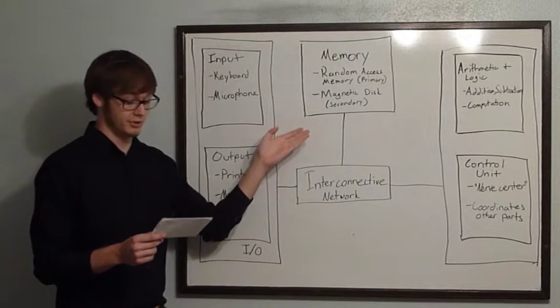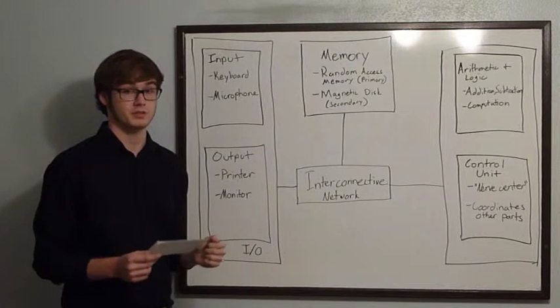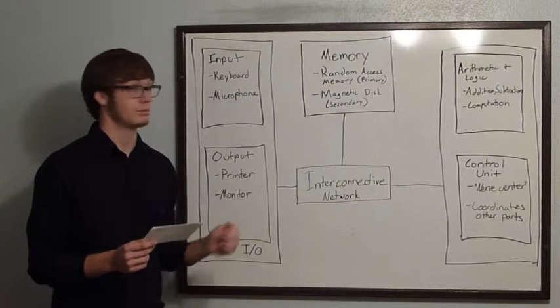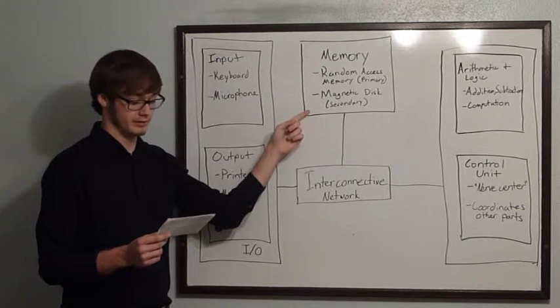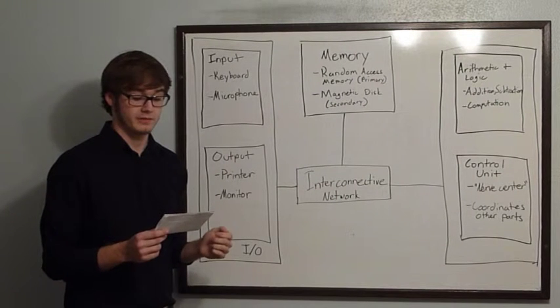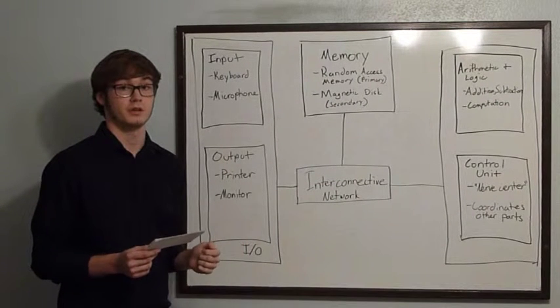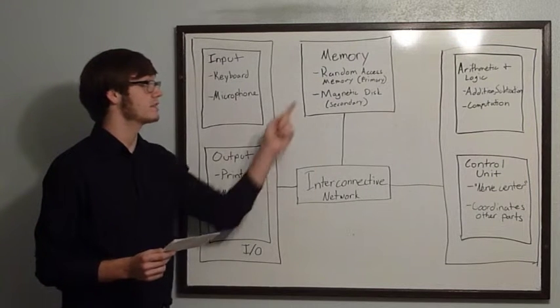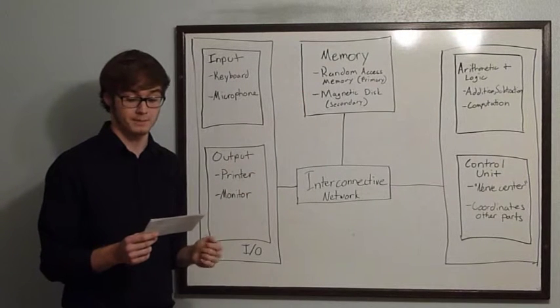Next, we have the memory unit. Its function is to store programs and data. There are 2 types of storage: primary and secondary. Primary memory is where programs and data are stored upon execution. An example of primary memory is random access memory, or RAM.